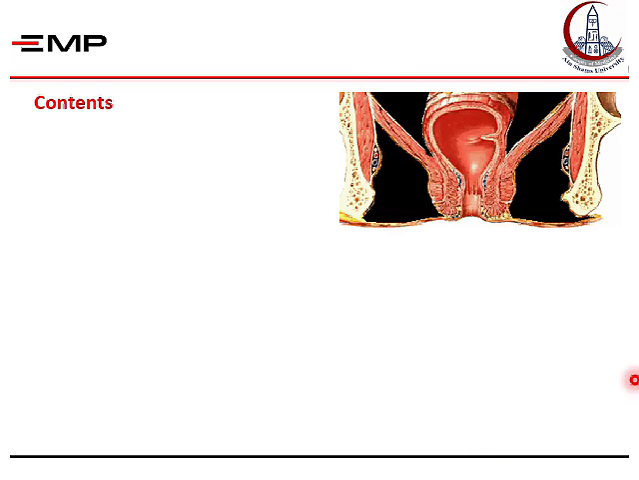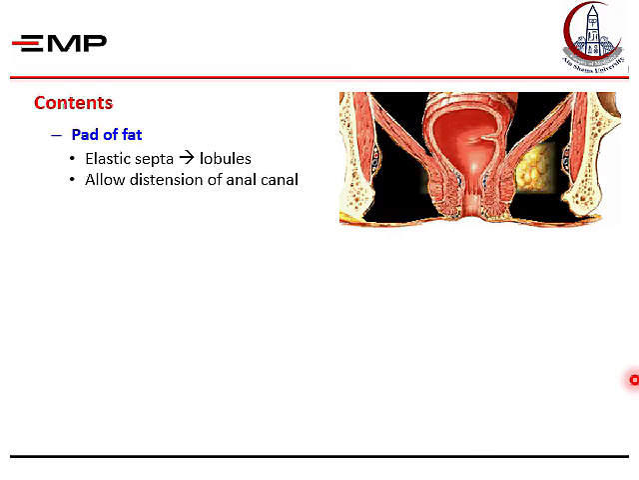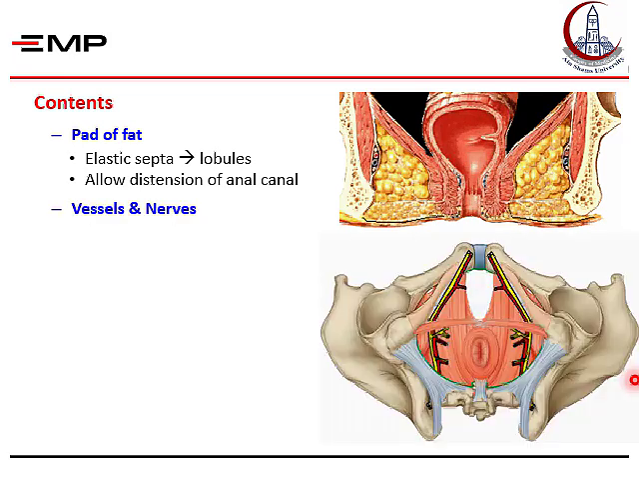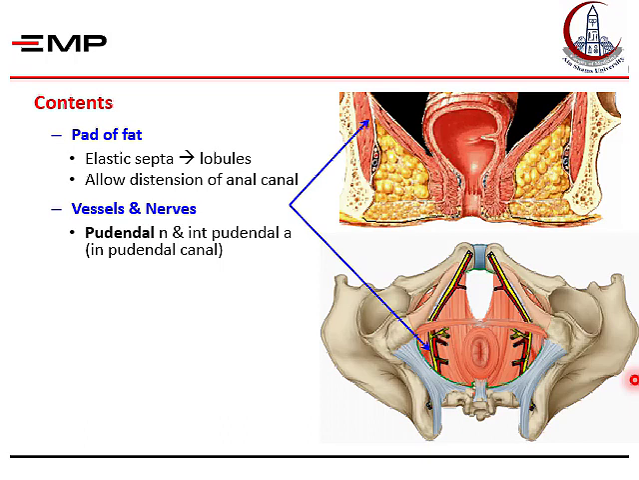The contents of the ischiorectal fossa are the ischiorectal pad of fat, which is subdivided by septa into lobules. This fat is semi-liquid, so it allows distension of the anal canal. It contains blood vessels and nerves running in the Pudendal Canal. We have the Pudendal Nerve and internal Pudendal Artery. And running across the fossa, branches of these nerves and artery.